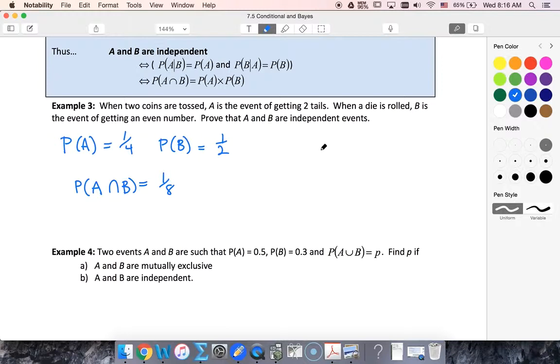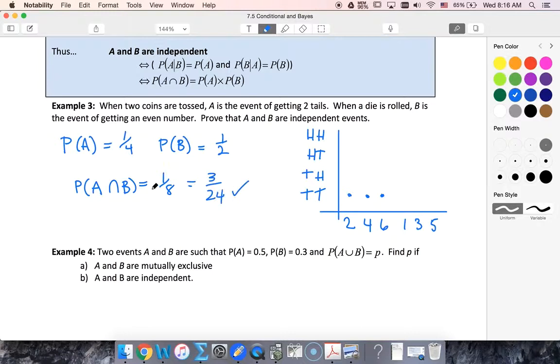Well, let's think about this in terms of our grid. If I have my coin toss, I could have heads heads, heads tails, tails heads, tails tails, and then rolling my die, I could get even numbers or odd numbers. So I could think of my 2, 4, 6. Those are the ones I really care about. So I can see there's 1, 2, 3 ways that this can happen out of 6 times 4, which is 24.